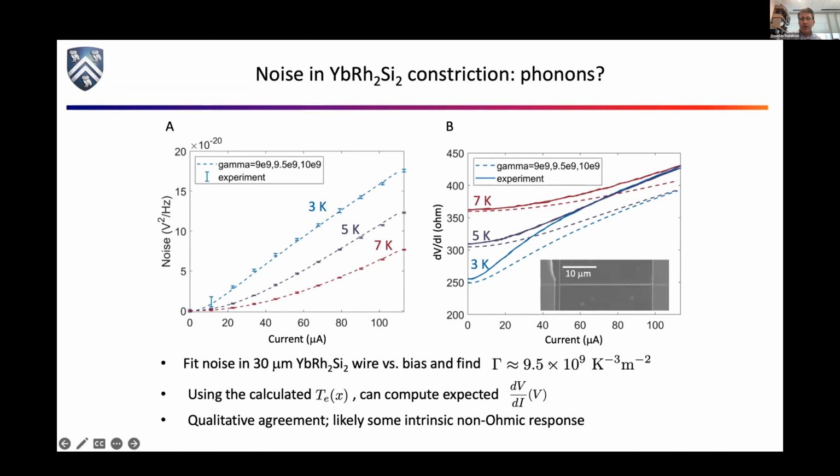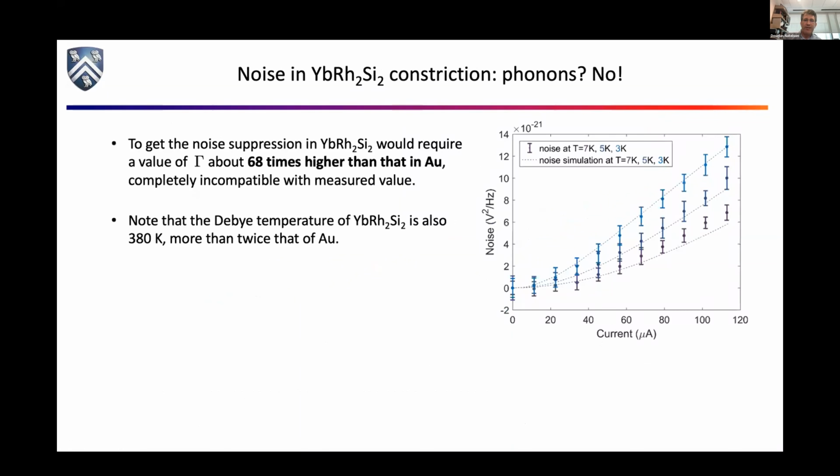It's maybe almost a factor of 2 bigger than for gold, but really it's the same order of magnitude as for gold. Okay, and you can use that gamma now to calculate what you think the differential resistance should be if all of the nonlinearity you see is due to heating. Qualitatively it gives you the right answer, but it suggests there is probably some intrinsic non-ohmic response in the material. But the bottom line is, if gamma is this big, that does not explain the suppression, right? You just can't get there.